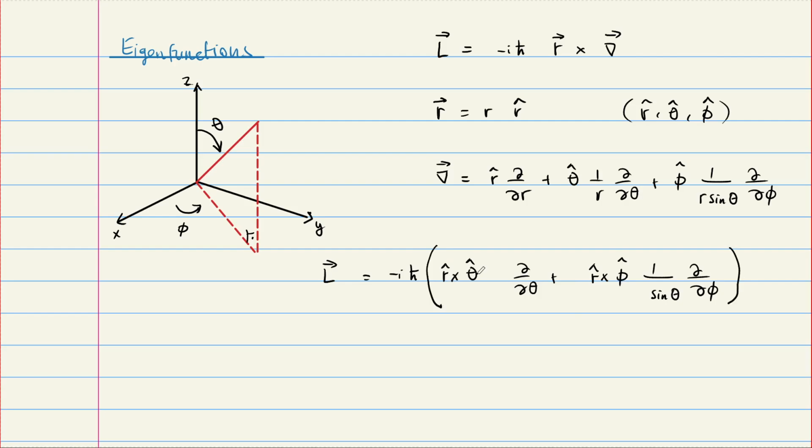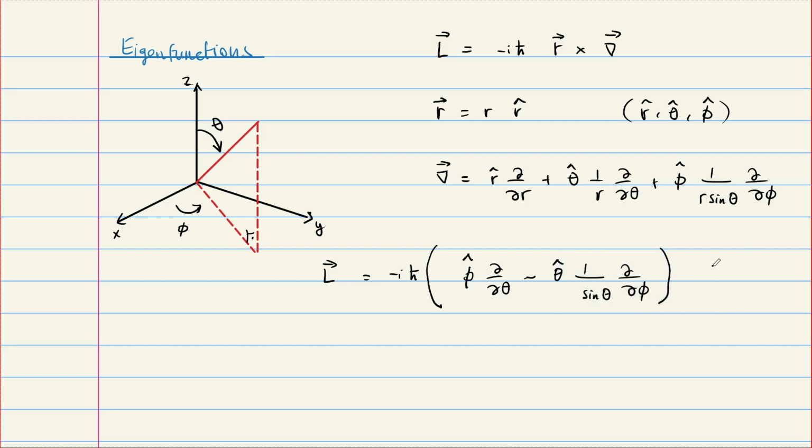And r, theta, and phi are like orthogonal coordinates. r cross theta is going to give us phi hat, and r cross phi is going to give us minus theta hat. Okay, this is a little bit. Minus i h bar phi hat del theta. Okay, not too bad.